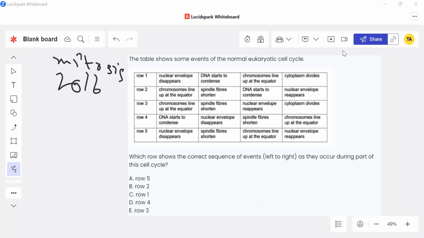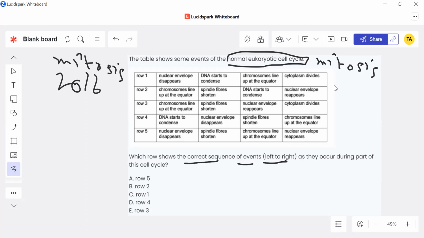So the table shows some events of the normal eukaryotic cell cycle or cell division. In eukaryotic cells, you undergo mitosis to make new somatic cells. And so which row shows the correct sequence of events from left to right as they occur during part of the cell cycle? So basically, what they're asking is how mitosis happens. So someone said E, right? Let's see E. E is row 3.